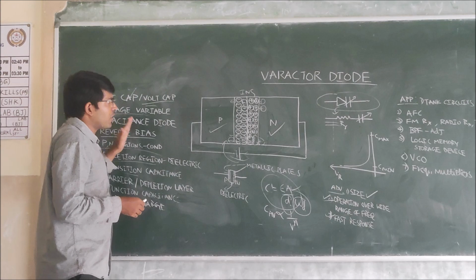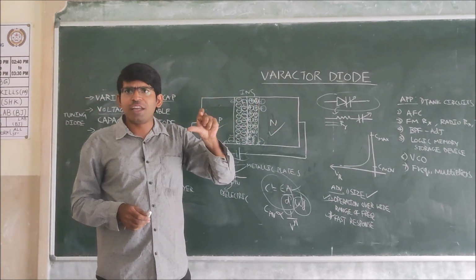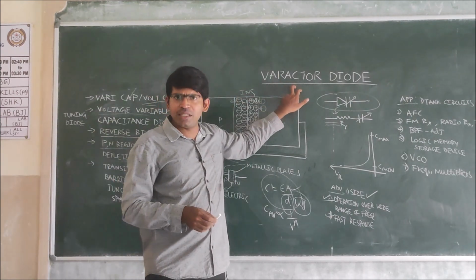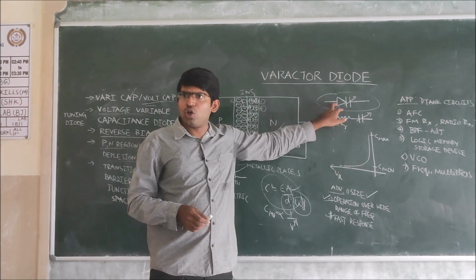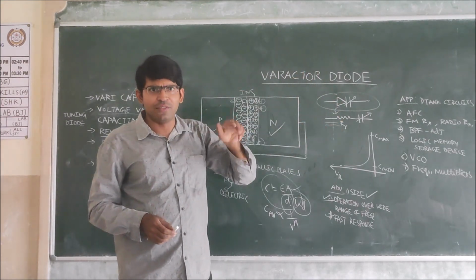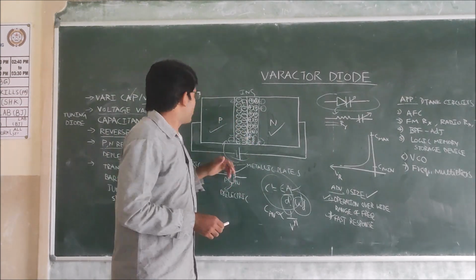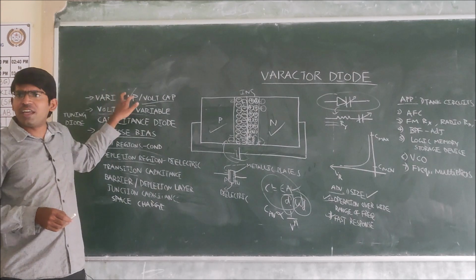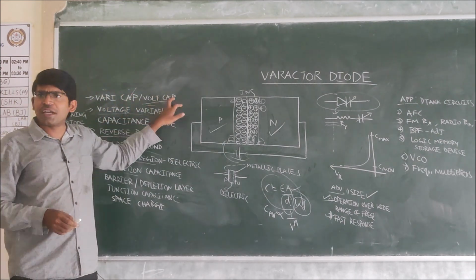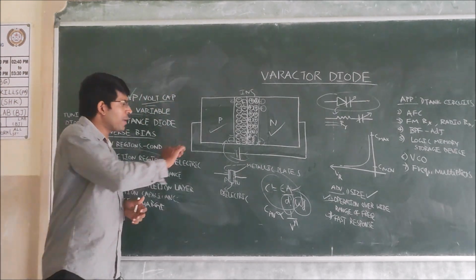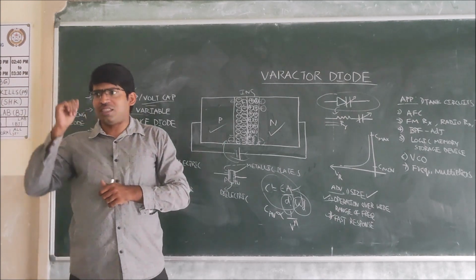So we have started our topic. Varactor diode is a variable capacitor. What does Varactor mean? Variable capacitor. Is it a diode or a transistor? Diode. PN junction diode. We are also calling it a varicap because it is a variable capacitor. Volt cap. Why are we calling it a volt cap? Because by changing the voltage, we can change the capacitance.